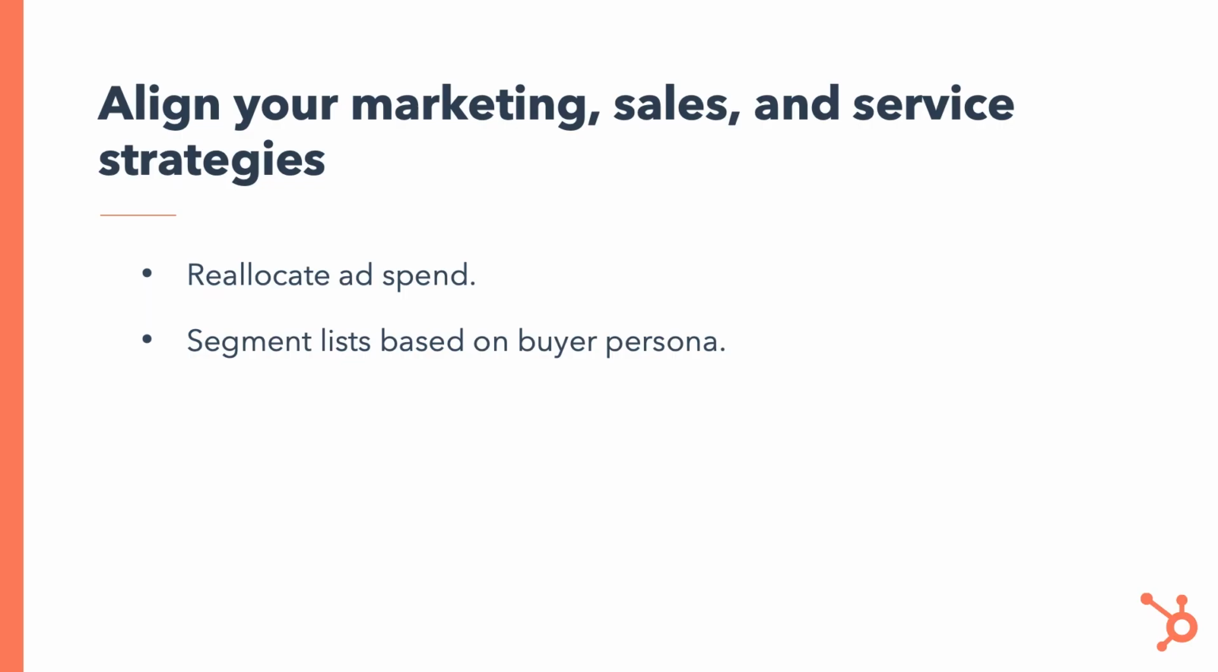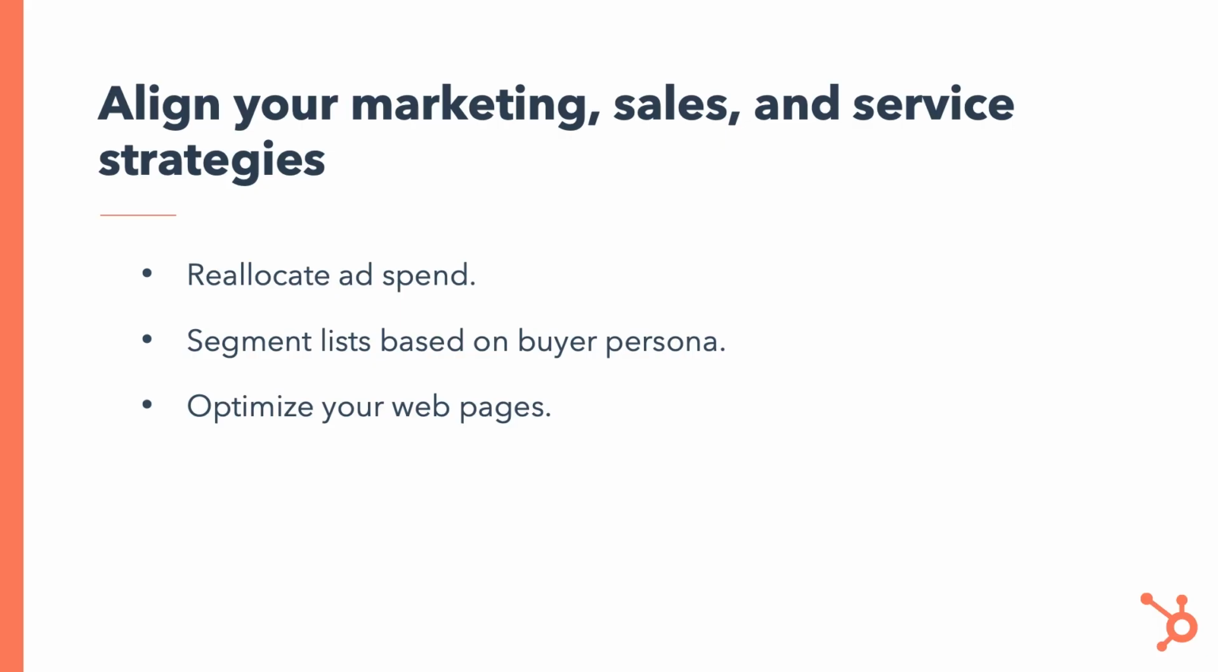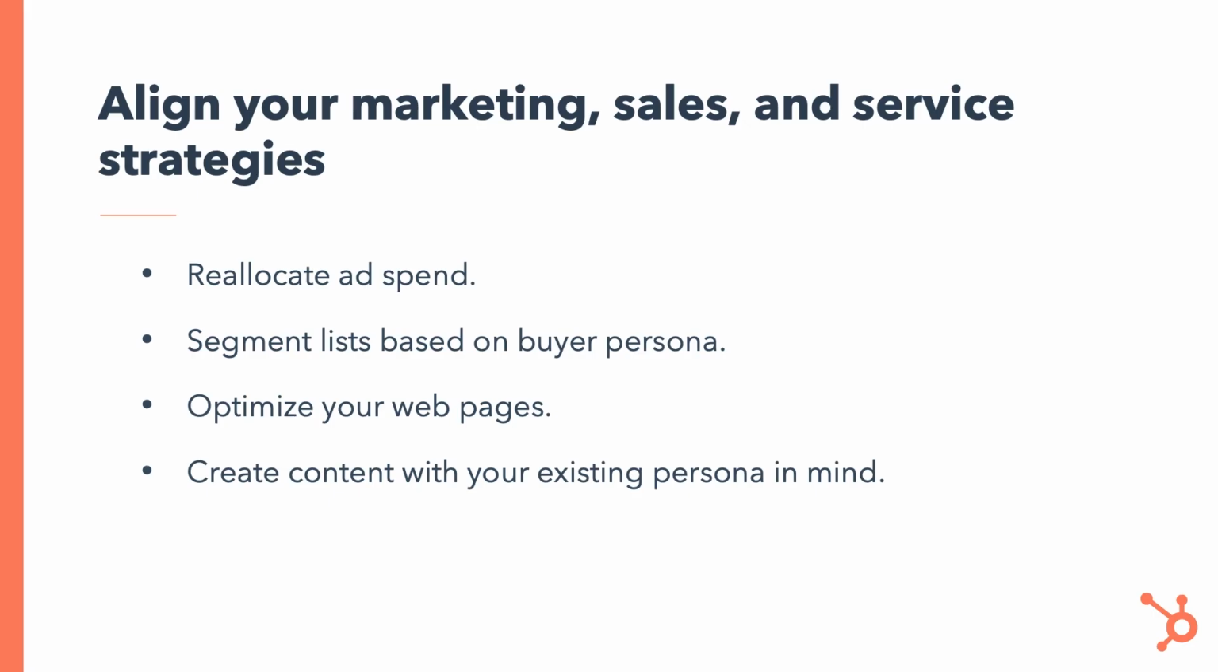You can also segment lists based on buyer persona. List segmentation based on buyer persona is the best way to deliver a personalized experience to your buyers. Optimize your web pages. With dynamic content, you can display different messaging to different people based on what persona you have them assigned to. And finally, create content with your existing persona in mind. Using the demographic and buying insights you've gained, create content specifically tailored to your persona. For example, create a blog post that solves a problem your personas have, and ensure that your blog post uses the language your buyers use.